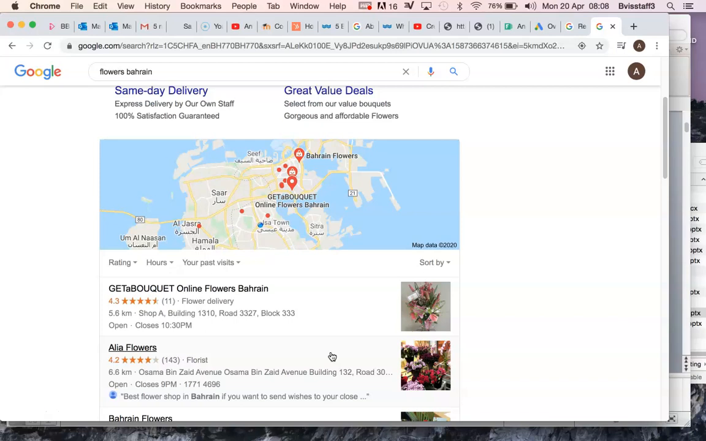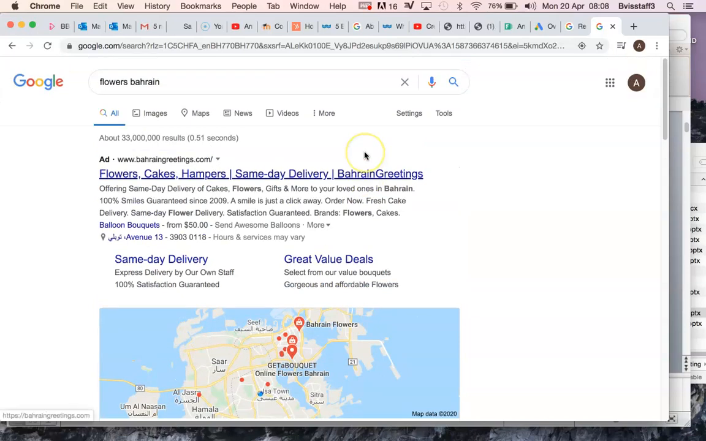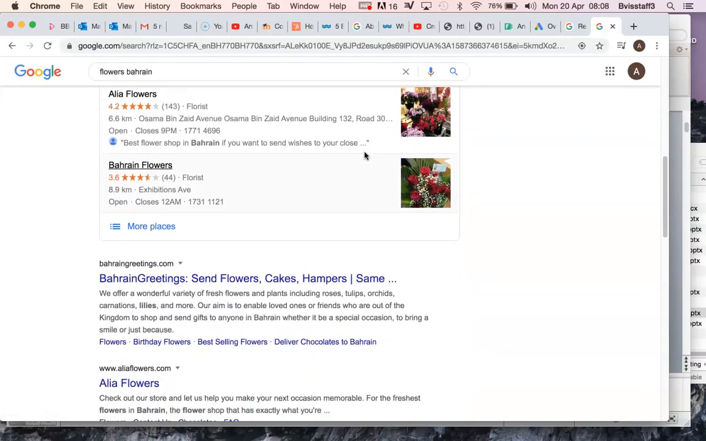And again, I highly recommend linking your website to as many Google tools as possible. If, for example, Get a Bouquet did not have their address registered with Google Maps, well, they wouldn't appear here and they wouldn't appear here, so they wouldn't be among the first that you see.